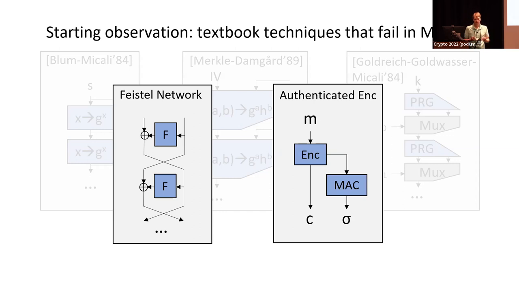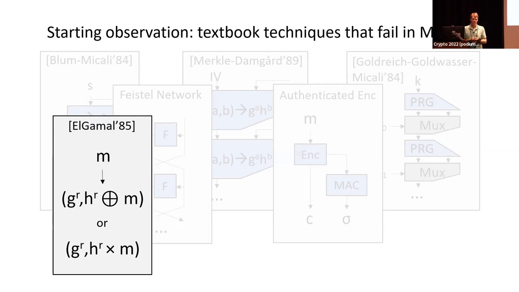What about authenticated encryption? Well, the typical way we do this would be something like you apply a MAC to the ciphertext. But if your schemes were built from groups, the output of your encryption is probably going to be a group element, but your MAC is probably going to operate on bits. So again, same problem.